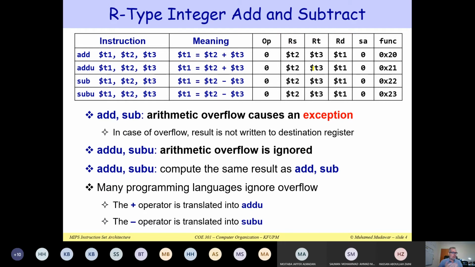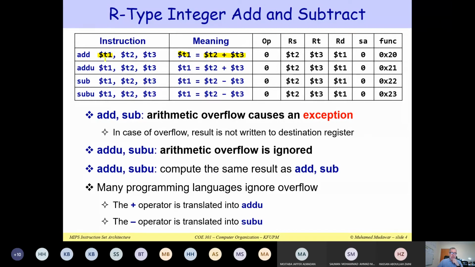So we need to do arithmetic. Okay, so we have add, we have subtract. So these are the instructions. I'm giving examples here, like add T1, T2, T3. Now notice that T1 here is my destination. T2, T3 are my source registers. So it means that T1 becomes the sum of the values of T2 and T3.